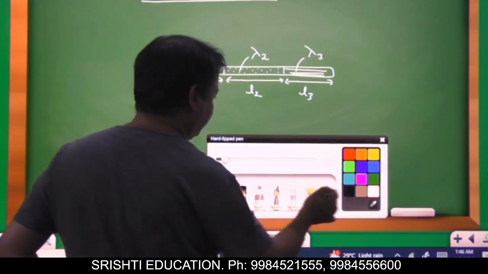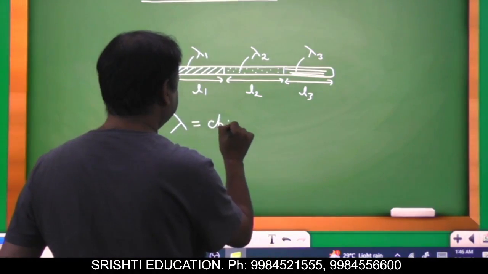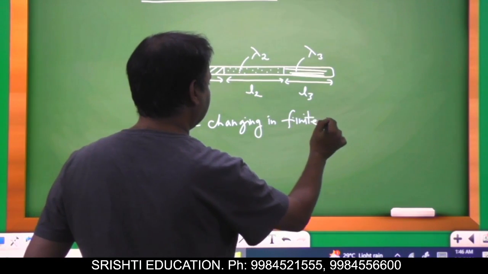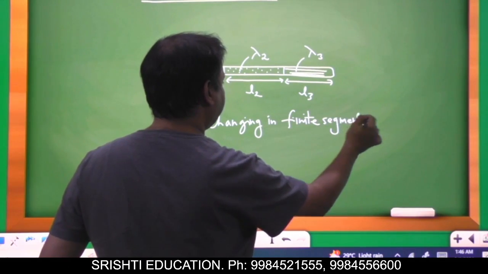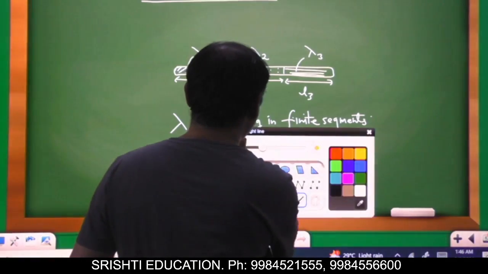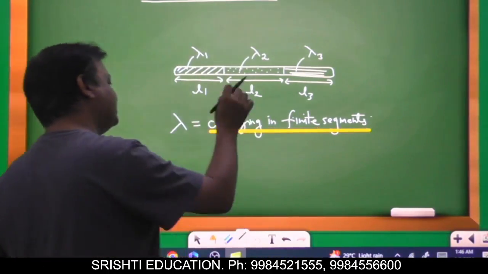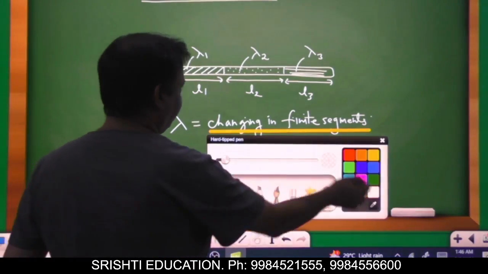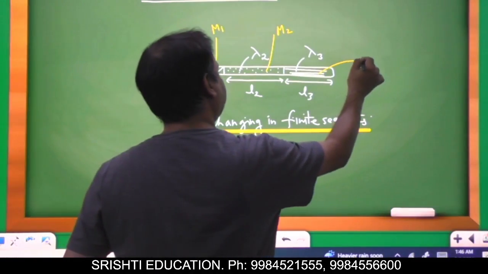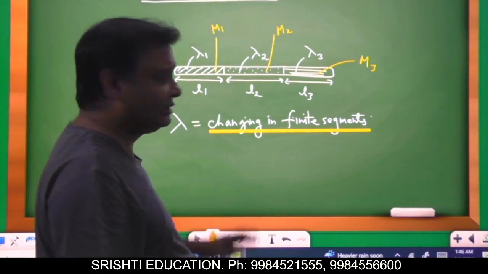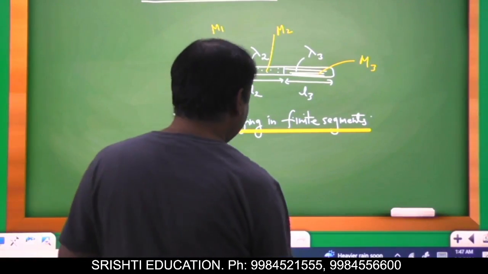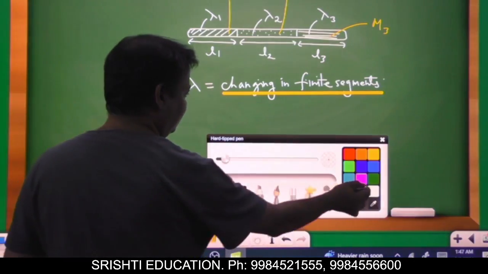So we need not use calculus. Lambda is changing in finite segments. Calculus will come into play when something changes continuously, from one point to another point. So in this case, lambda is changing in finite lengths. Say this segment has a mass M1, this segment has a mass M2, and this segment has a mass M3. Now we can say the whole rod is non-homogeneous, but each segment of the rod is individually homogeneous. So you can apply the homogeneous equation for each segment.